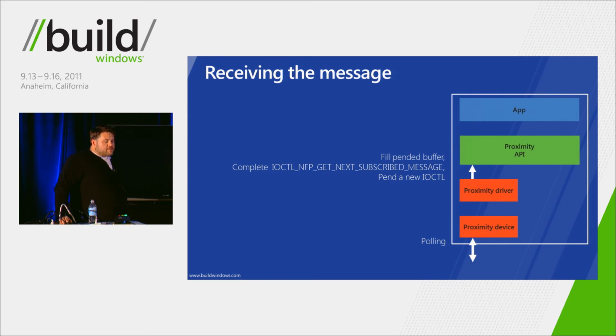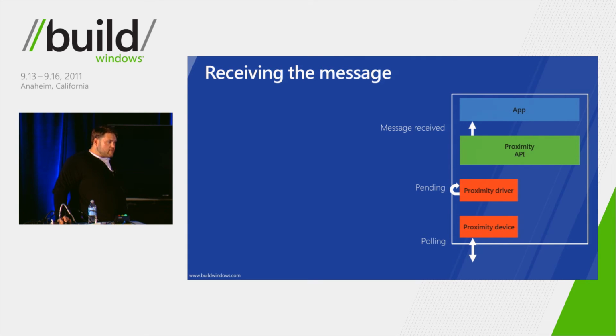And technically speaking, it gets passed up to the app at that point in time, and then the app turns around on the API and immediately tells the device, or tells the API, to pend a new ioctl. I'm simplifying that here just for the sake of discussion. So a new ioctl is immediately pended. The message has been received, and we're now still back to the point where the app is still subscribing to the message. Because you'll see that subscription and transmission, they're different models.